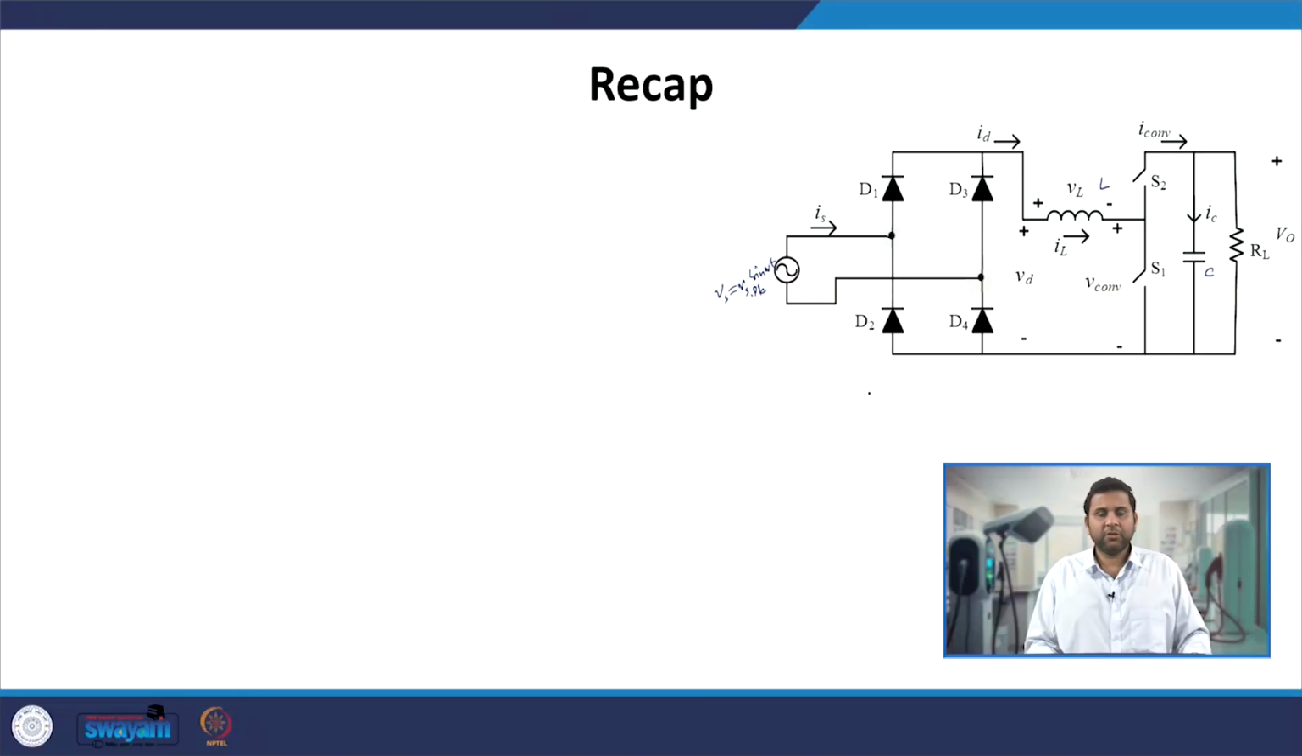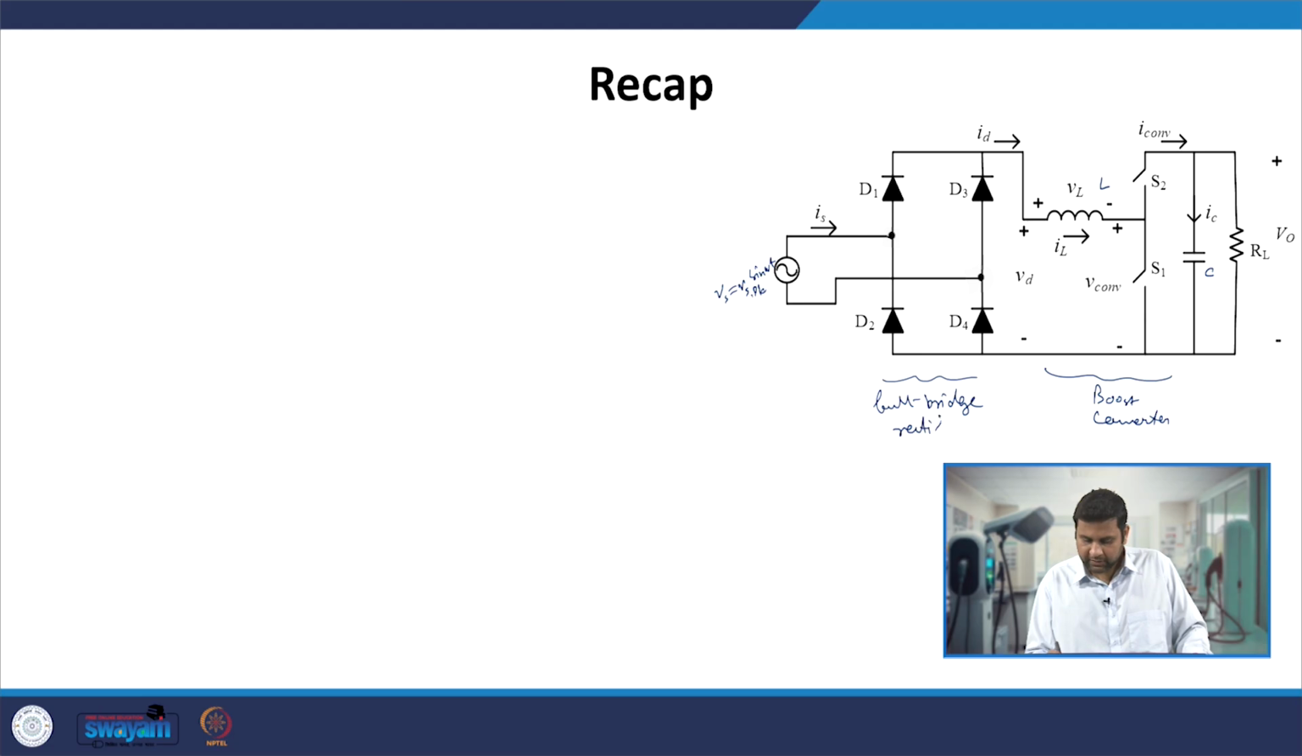Before starting the discussion, let us discuss what we have seen up till now and what we infer from those discussions. We have seen the boost PFC converter, where we have a full bridge diode rectifier followed by a boost DC-DC converter.